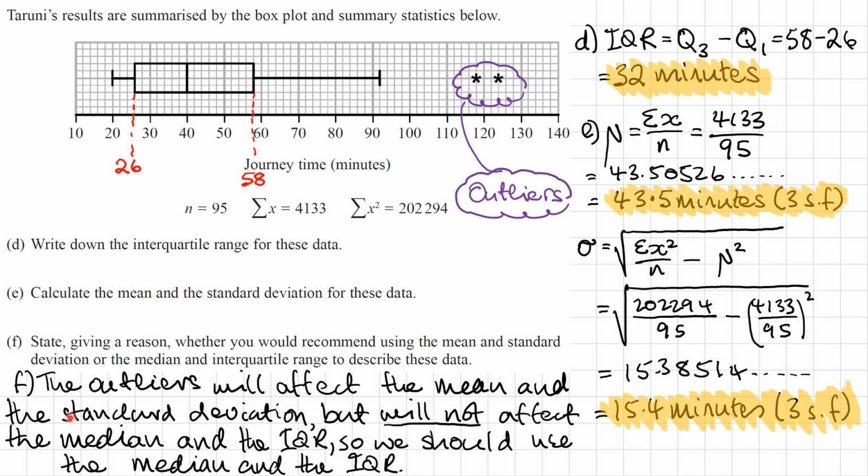Now the outliers, they will affect the mean and the standard deviation because these 2 bits of data are included in these summary statistics, so they're having an impact on the mean and the standard deviation, but they won't affect the median and the interquartile range, because the whole point of the interquartile range is that it only includes the middle 50% of the data and excludes outliers, and the same with the median, it's unaffected by any outliers. So we should use the median and the interquartile range to describe this data.